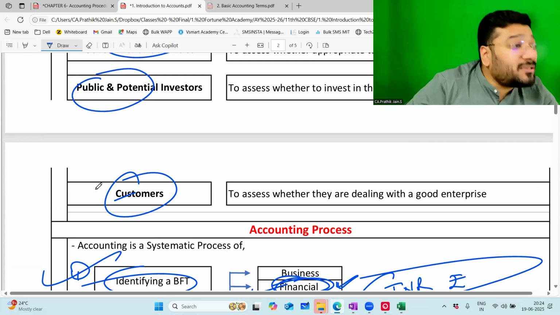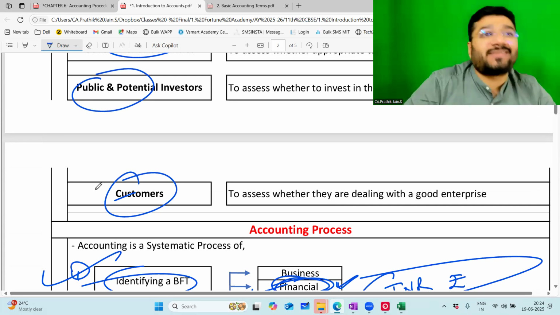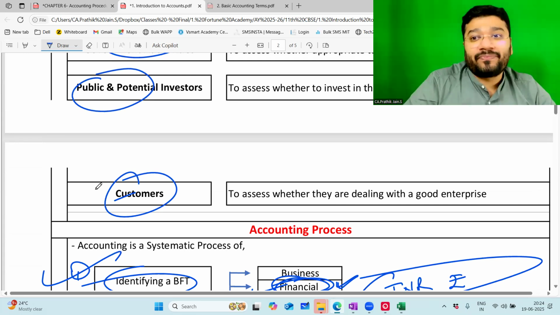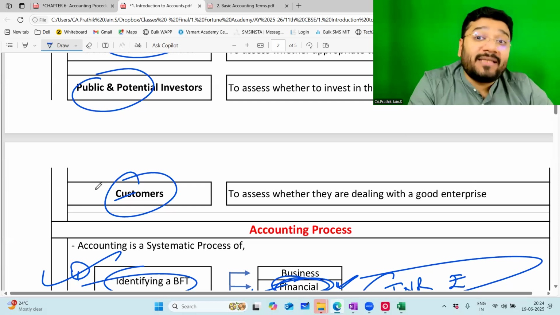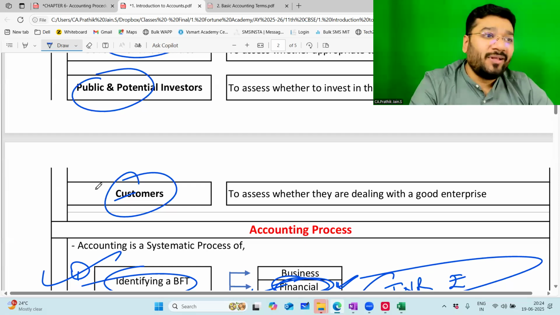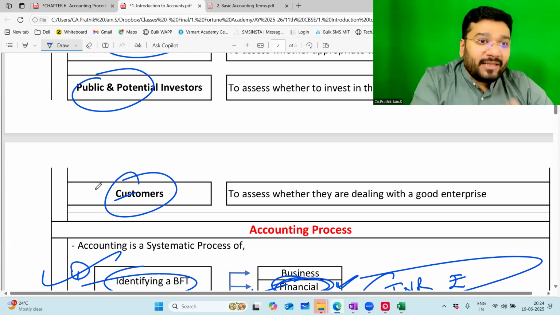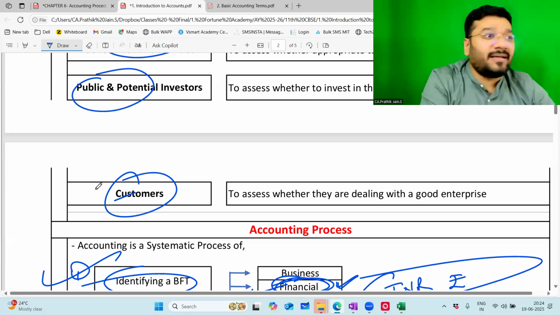These people are interested to know some information about your business, and that will come to them only through financial statement. Financial statement is the result of the accounting that you do. So once you complete accounting properly, only then financial statement is prepared and ready.